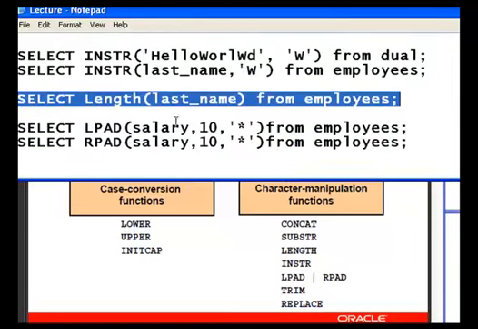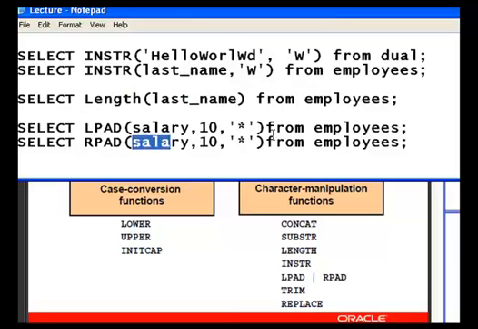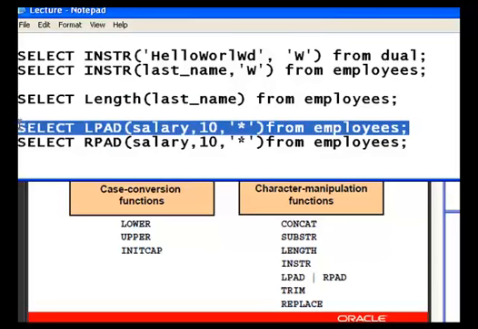The next option is going to be LPAD and RPAD. Put 10 asterisks on the left side of the salary. In this example, put 10 asterisks on the right side of the salary field. Let's go ahead and run the first one.